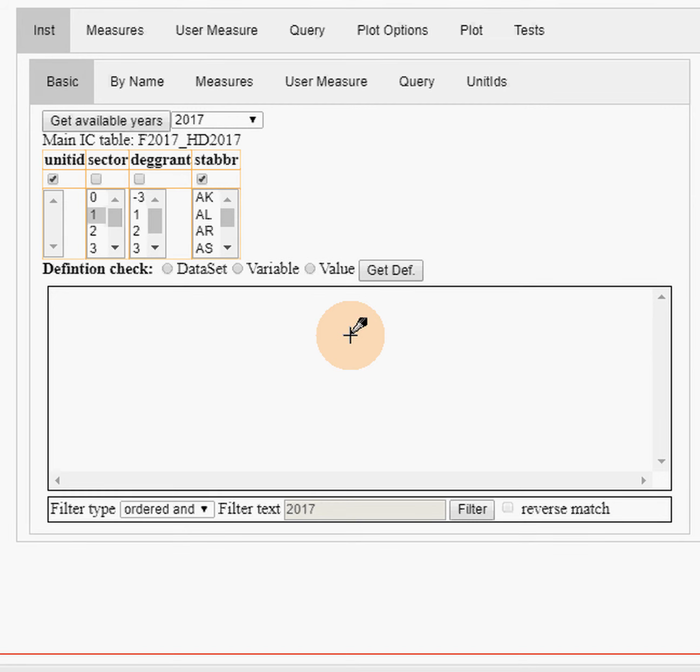Today, I would like to demonstrate how to apply cluster analysis on the IPEDS data. One of the applications of cluster analysis is to select peer institutions, which means you select the colleges that are similar to a particular institution or college.